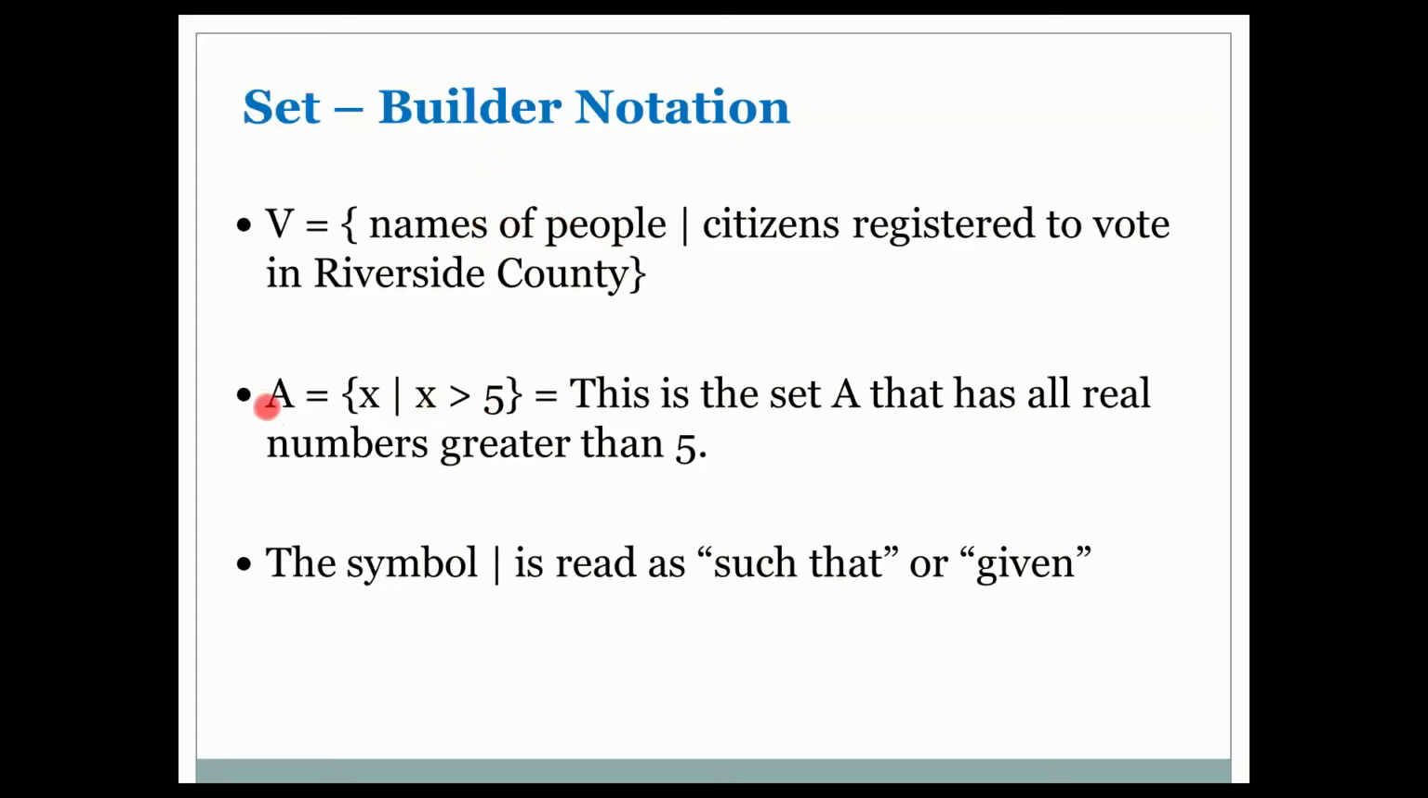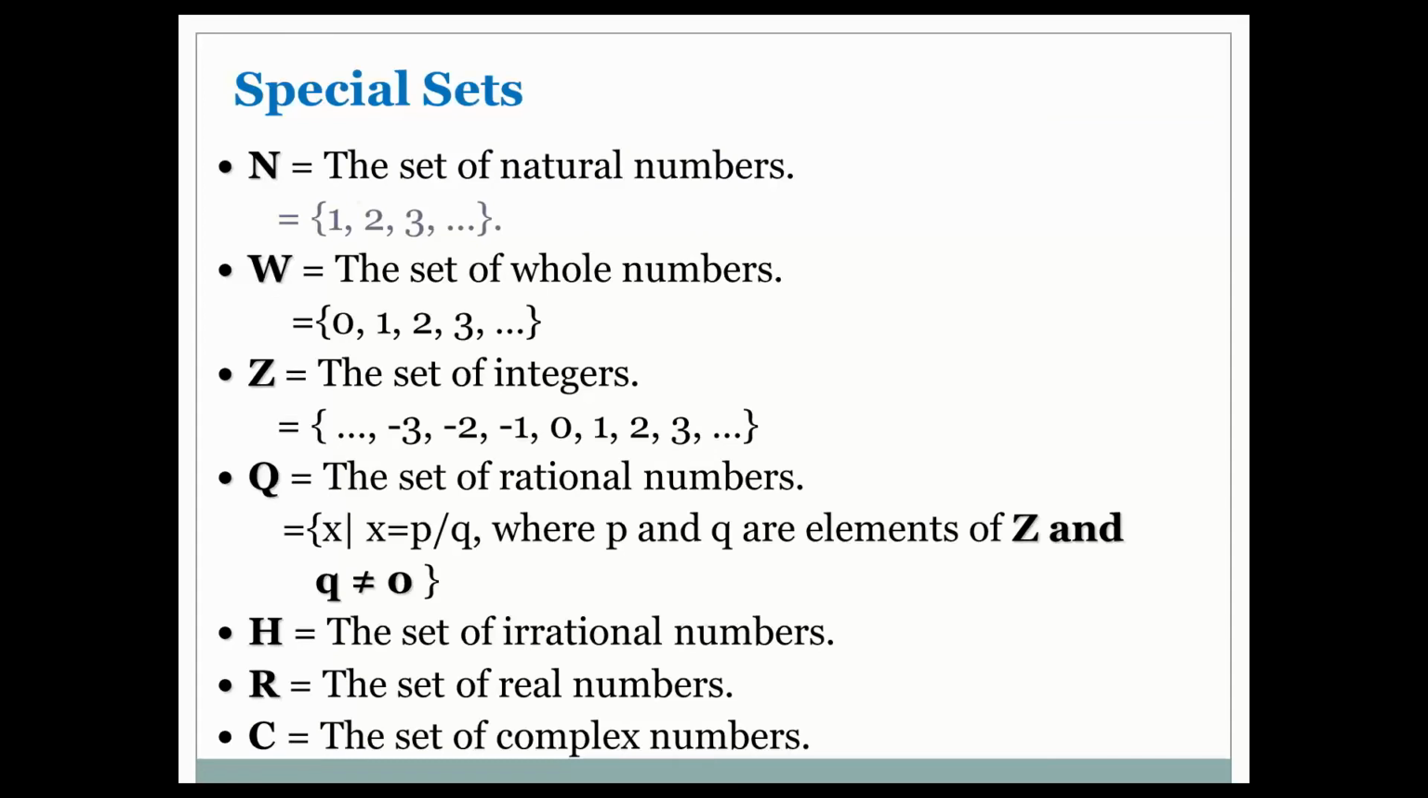Here's event A. It's going to be the X such that X is greater than 5. So this is the set A that has all real numbers greater than 5. The long symbol is read "such that" or "given." A lot of times you'll hear people say "given." We use set builder notation quite a bit, especially when we start doing conditional probabilities and computations.